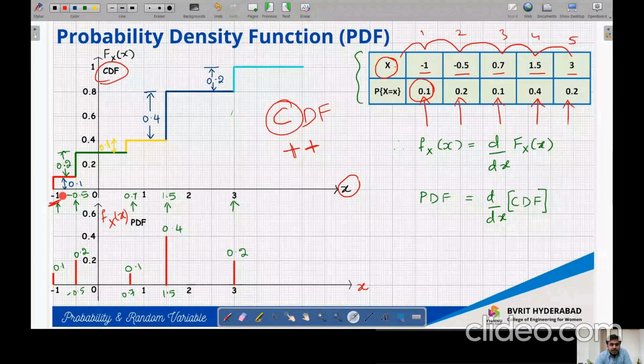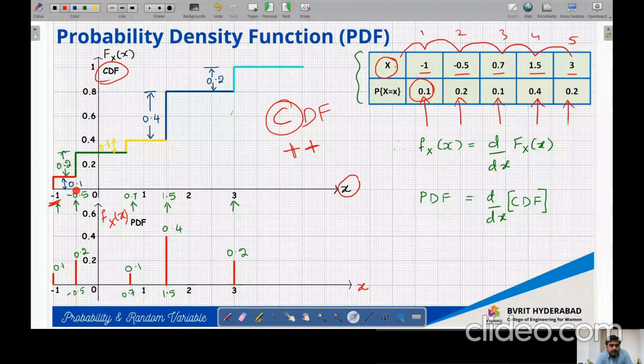Now, if you can observe here at -1, I have the amplitude of 0.1, right? This is 0.1. And until I reach the next value of X, that is -0.5, that probability will remain constant, because it will not change until it reaches -0.5. And I have already told you that it is cumulative. So from this reference scale of X, you have total cumulative probability as 0.3. 0.1 plus 0.2, it is 0.3.